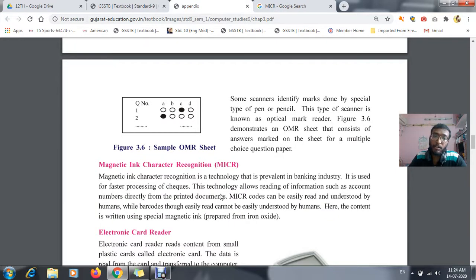Now the next topic is your MICR. The full form of MICR is magnetic ink character recognition. This scanner is mainly used in the banking industry just for checking or verifying the details of your check leaf. For that purpose we use this MICR scanner.